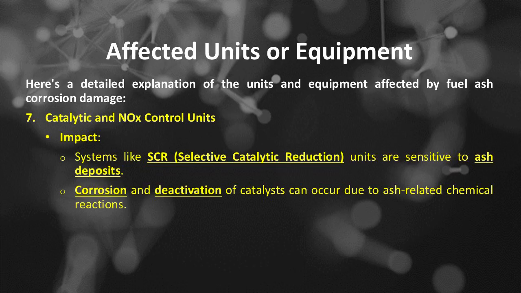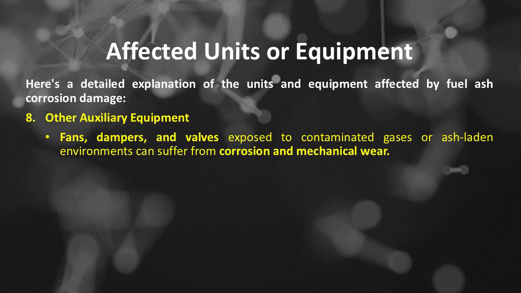Number 7 of the units and equipment affected by fuel ash corrosion damage is catalytic and NOx control units. Impact: systems like SCR, selective catalytic reduction, units are sensitive to ash deposits. Corrosion and deactivation of catalysts can occur due to ash-related chemical reactions. Number 8 is other auxiliary equipment. Fans, dampers, and valves exposed to contaminated gases or ash-laden environments can suffer from corrosion and mechanical wear.